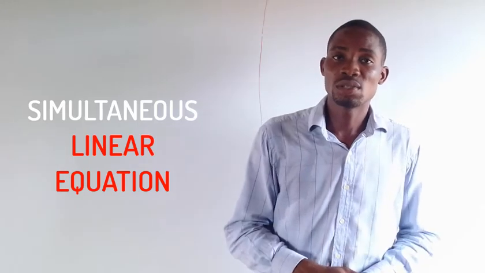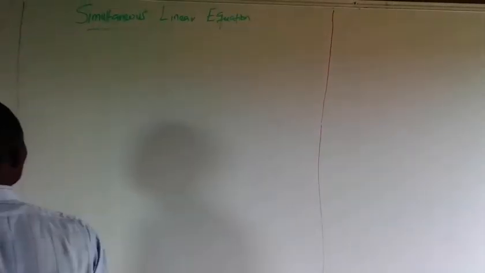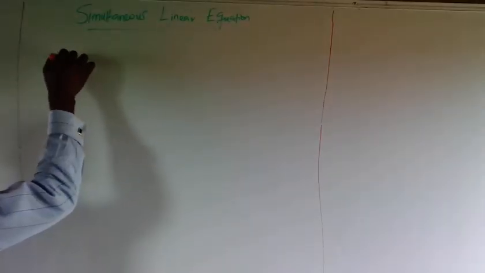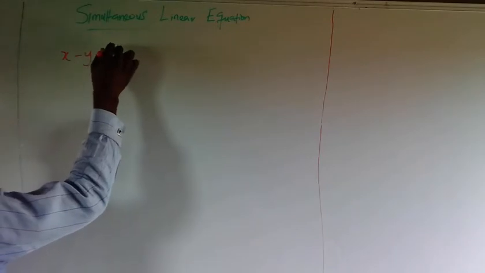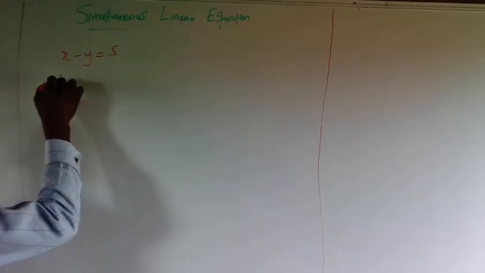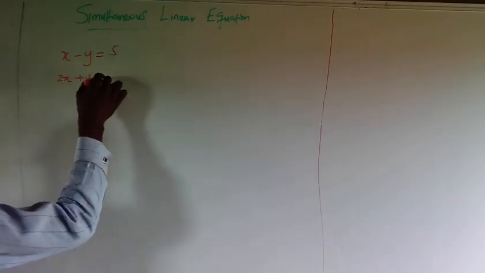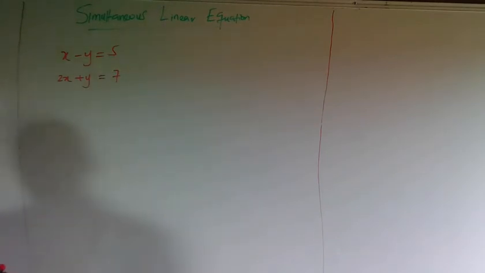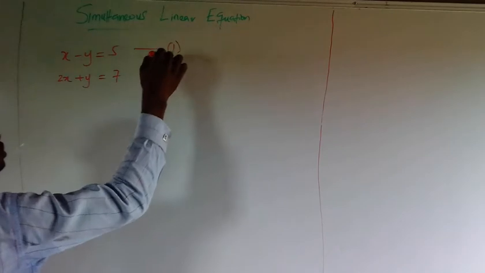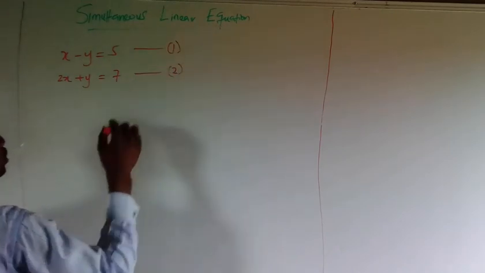Now, let's see how we can answer questions in simultaneous linear equations. Given equations like x minus y equals 5 and 2x plus y equals 7. This first one is our first equation, and this second is our second equation.